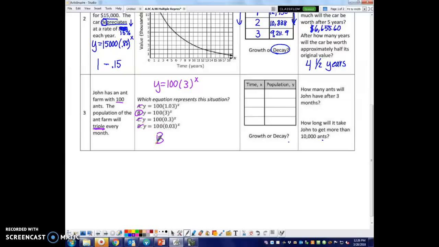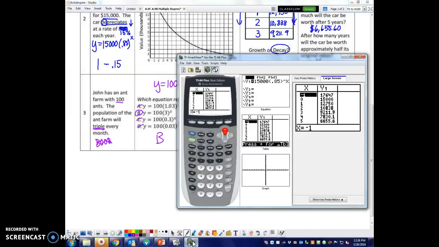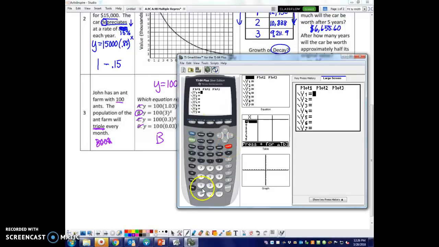Okay, because triple is technically saying 300%. Okay? That's why. And 1 is the 100. Anyway, don't worry about it. Just know if it says triple, you're going to put 3. All right, so we're going to make another table. So 0, 1, 2, and 3. So let's type in our equation. We have 100 times 3 to the power of x.